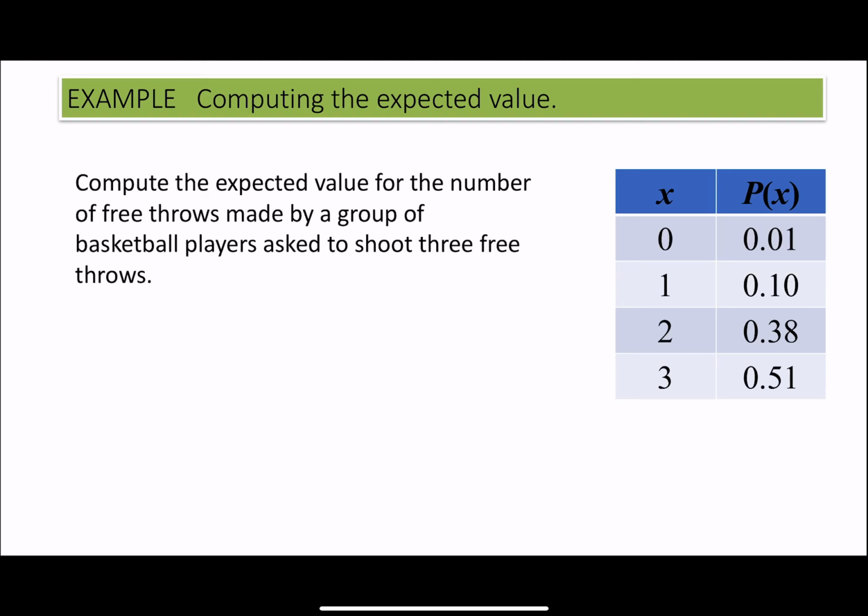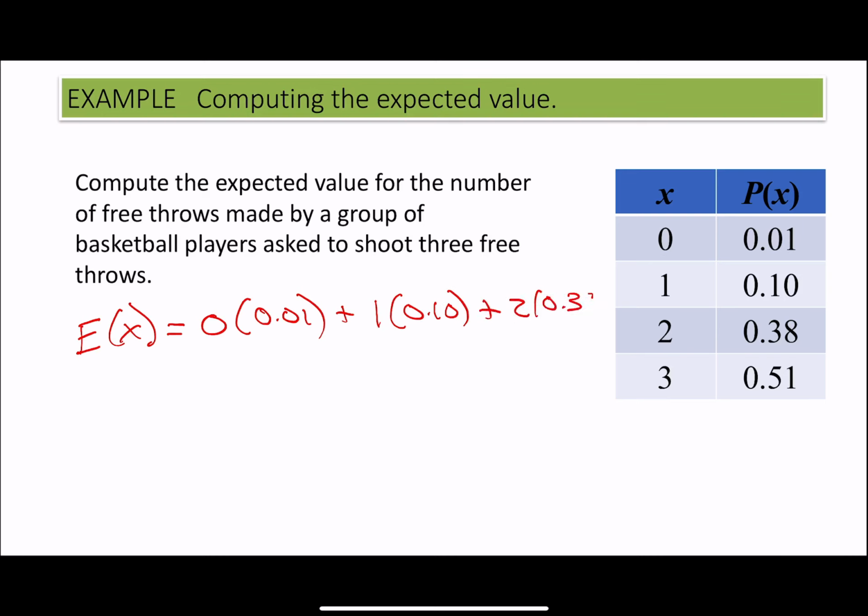All right. Hopefully you did that on your own. Hopefully that worked out for you. So let's take a look at this. We are going to compute this expected value. The expected value of x is 0 times 0.01 plus 1 times 0.10 plus 2 times 0.38 plus 3 times 0.51. So you do all of that math, add them all together. You should have gotten 2.39. That would be the expected value.